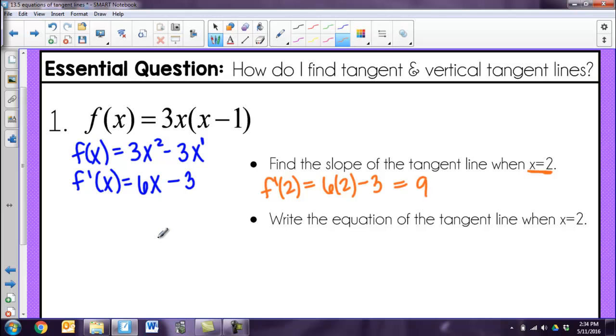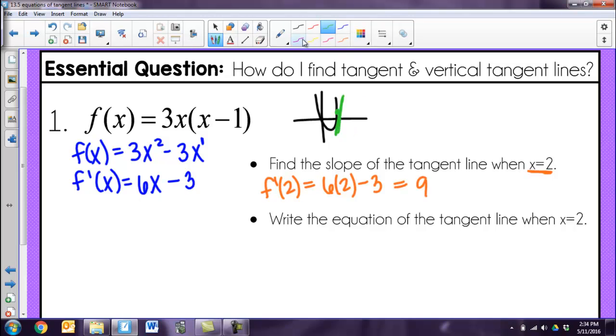Okay, so that's basically what we've been doing. Now what they're going to ask us about though is to write the equation of this tangent line when x equals 2. So if I was to look at this beginning graph, it's some parabola, something like that, and what they care about is they want to know what is the equation of the tangent line right here. Well, all I know right now is that my slope of that line, the derivative, is 9 at that point. So what I need to figure out are a couple other pieces of information.